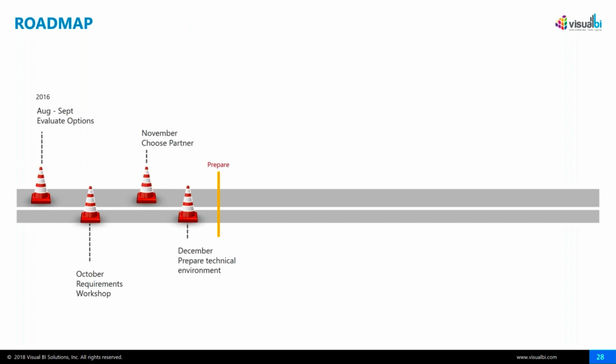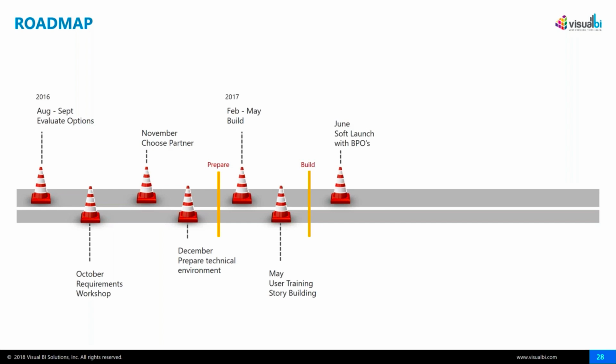So again, just to recap, in August 2016, August, September, we did our evaluation. October, we did our requirements workshop. November, we chose our partner, and December, we prepared the technical environment with our partner, being Visual BI. February through May, we did the build. May, we did some end-user training and story building. June, we did our soft launch with our BPOs. And August through today, we are in, let's just call it rollout phase, because on an analytics project, you're always going to be in rollout phase.